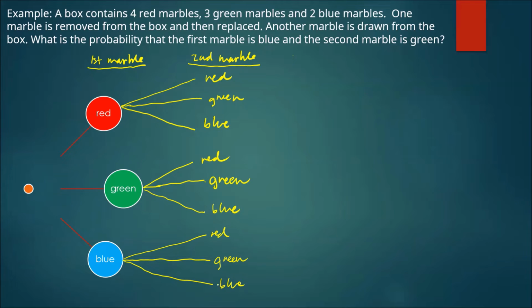Okay, now let us assign the probabilities. Again, what's the probability that we get a red marble for the first marble? How many red marbles do we have? 4 out of 9 marbles. The probability of getting a green marble is 3 over 9 because we have 3 green marbles. And the probability that we get a blue is 2 over 9 because we have 2 blue marbles.